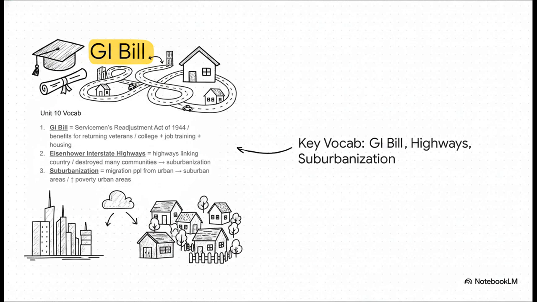But to understand the physical transformation of the country, we have to look at the Eisenhower interstate highways. These massive new roads literally paved the way for suburbanization. The middle class expanded, and millions of people migrated straight from urban centers out to these newly built suburbs. This forever changed the American landscape, though it did unfortunately leave higher poverty rates behind in many urban areas.